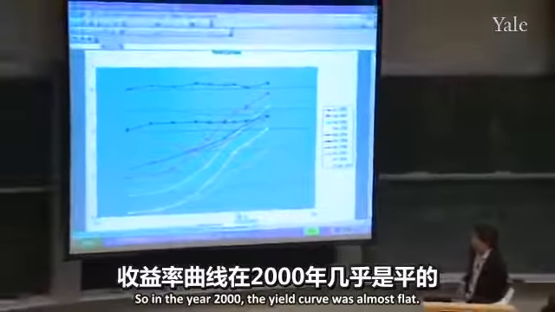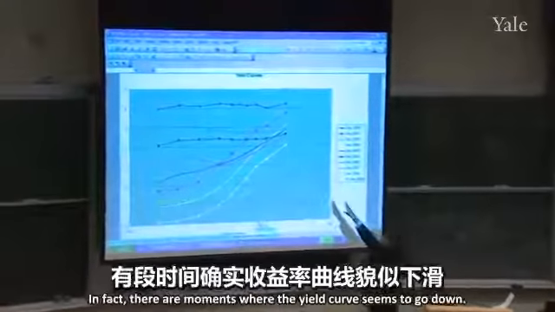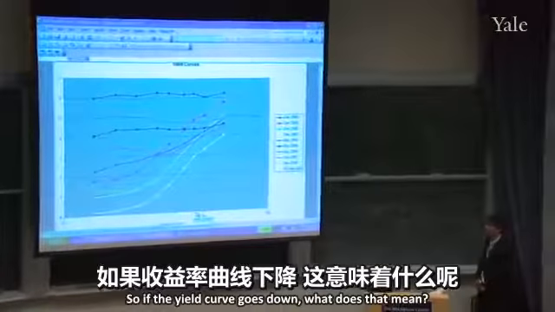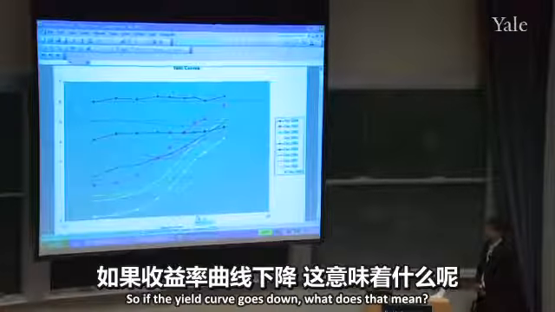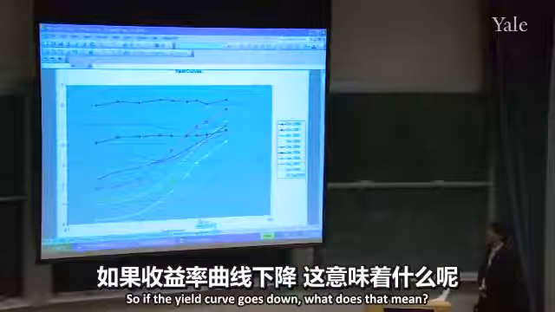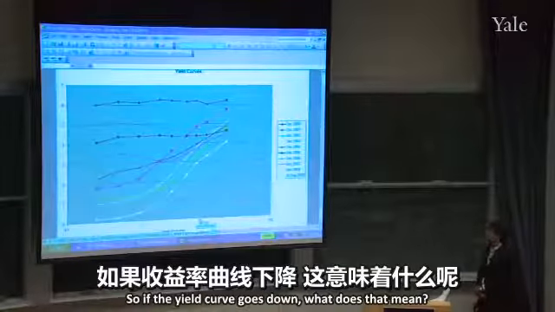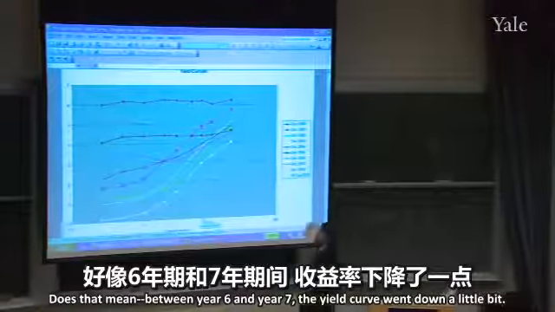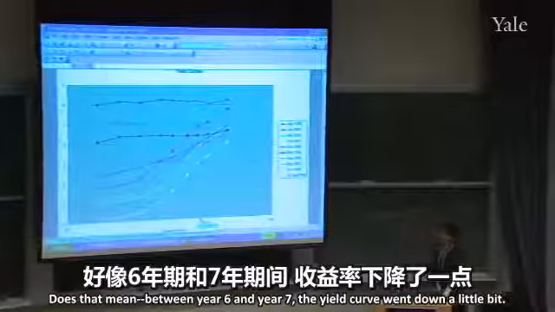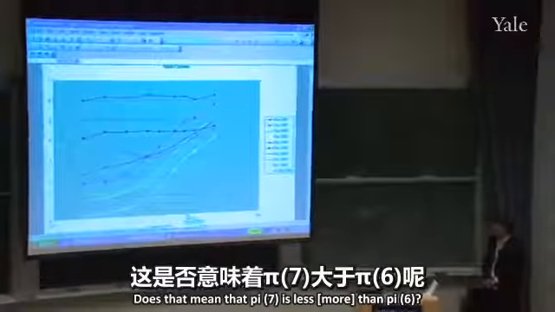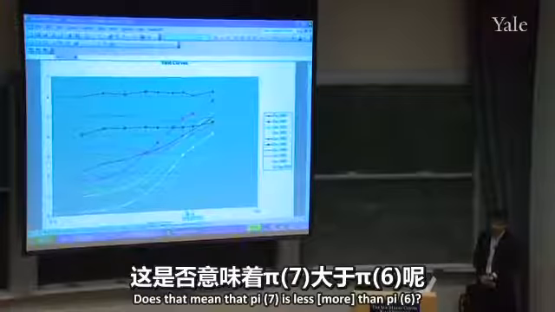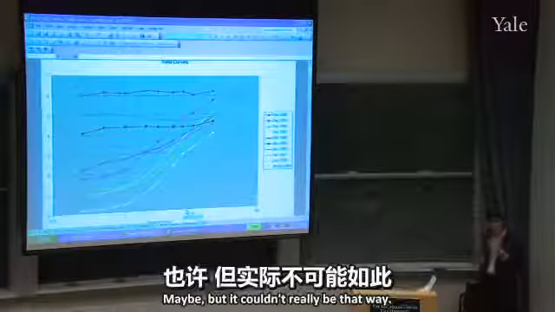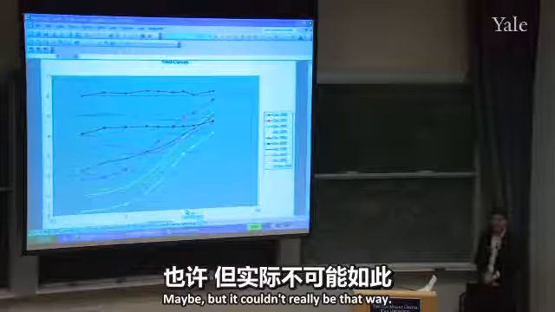Okay, so in the year 2000, the yield curve was almost flat. In fact, there are moments where the yield curve seems to go down. Okay, so what is that? If the yield curve goes down, what does that mean? Does that mean that between year 6 and year 7, the yield curve went down a little bit? Does that mean that pi 7 is less than pi 6? Maybe, but it couldn't really be that way.